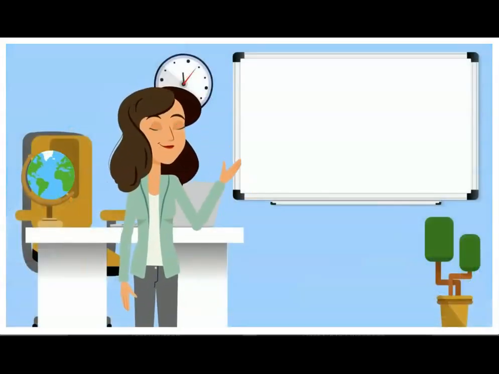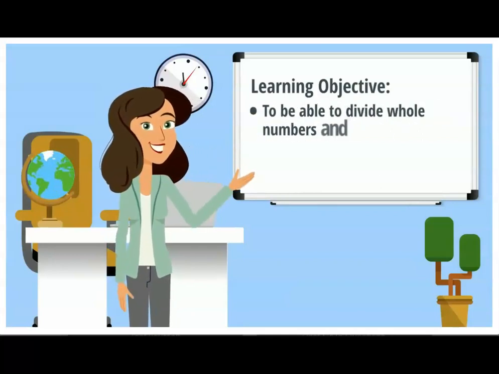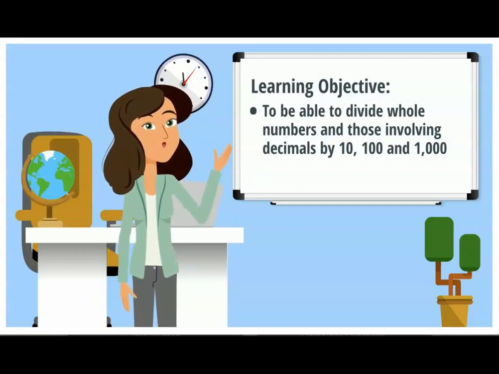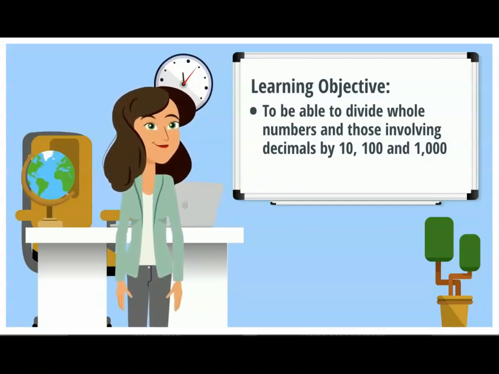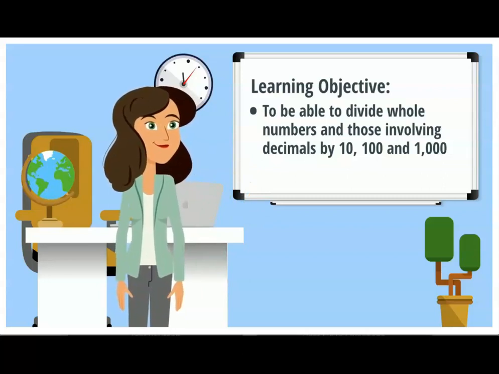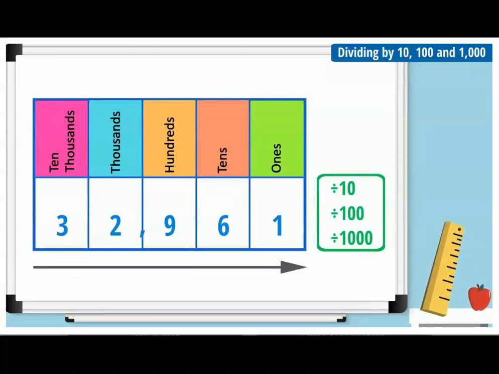In today's video, our learning objective is to be able to divide whole numbers and those involving decimals by 10, 100 and 1,000. So let's get stuck in. Dividing by 10, 100 or 1,000 moves the digits in a number to the right in the place value chart. It therefore decreases their value.